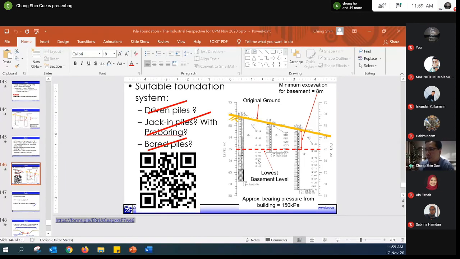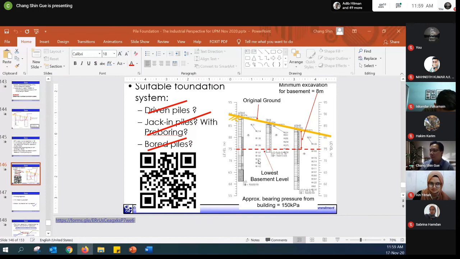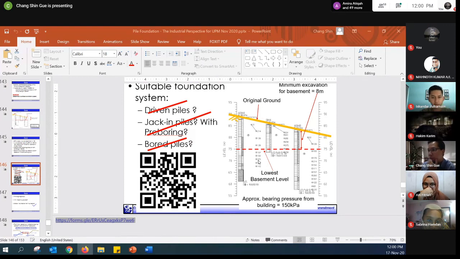So let's see how you are doing. Okay, I can see that some are saying that you should use driven piles. Some are saying that you should use bored piles. Some of you are saying that no need piles. You can see the foundation starts from this level, which has SPT of more than 100. It would be good if more of you can submit a response. Now I'm seeing about 13 responses so far. 15.